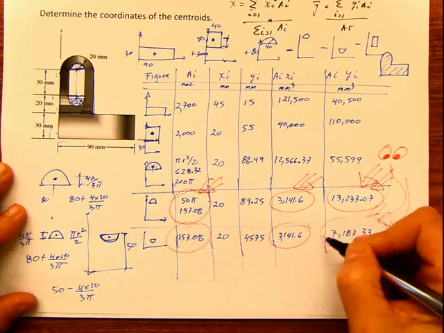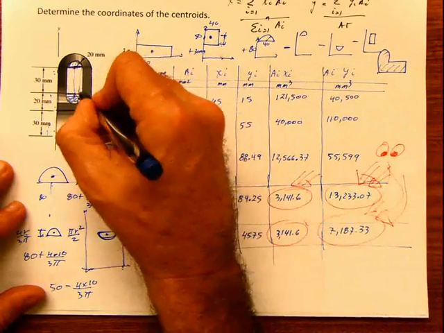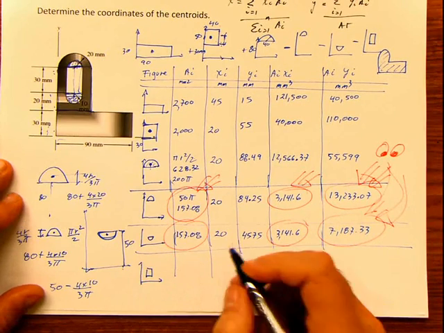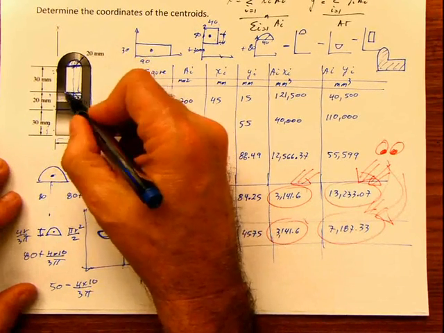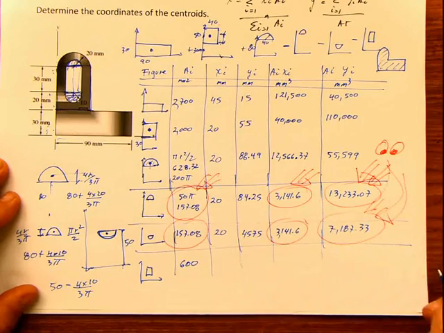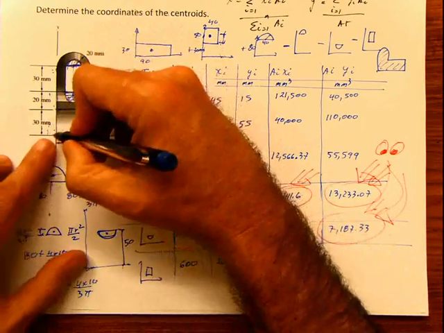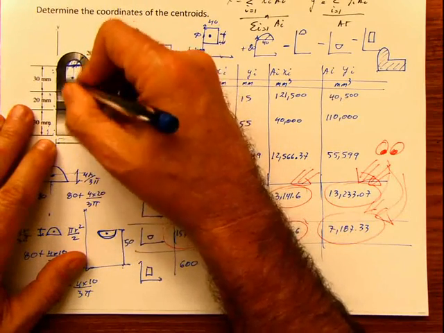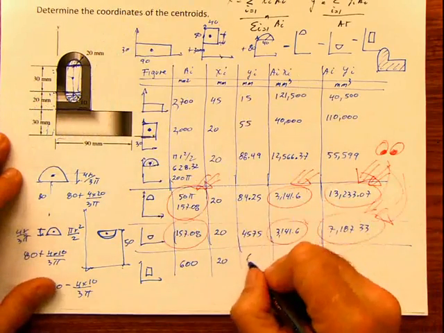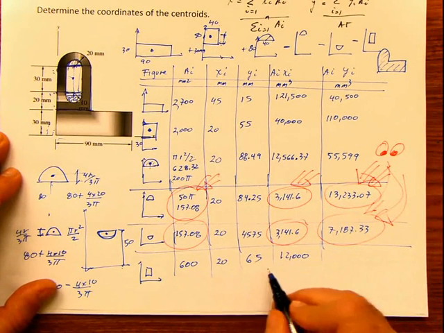Last but not least, the rectangular portion of the center. The rectangular portion of the center is also a negative area here. This is 20 and this is 30. So 20 times 30 is 600. Location of the center, 20. In Y, it's going to be 50 plus half of this height. 50 plus 15, so 65. Multiply: 12,000. Multiply: 39,000.